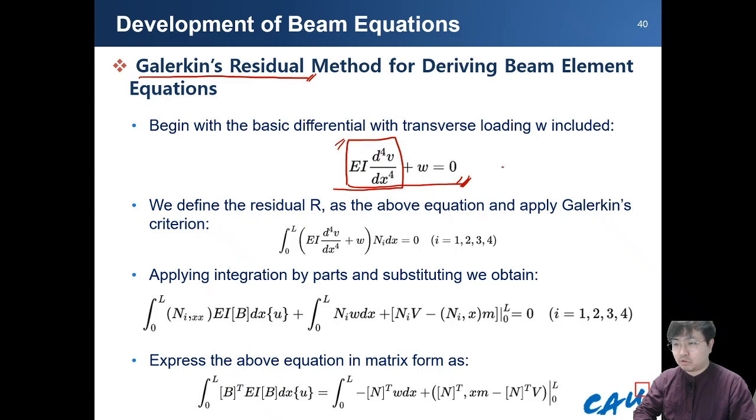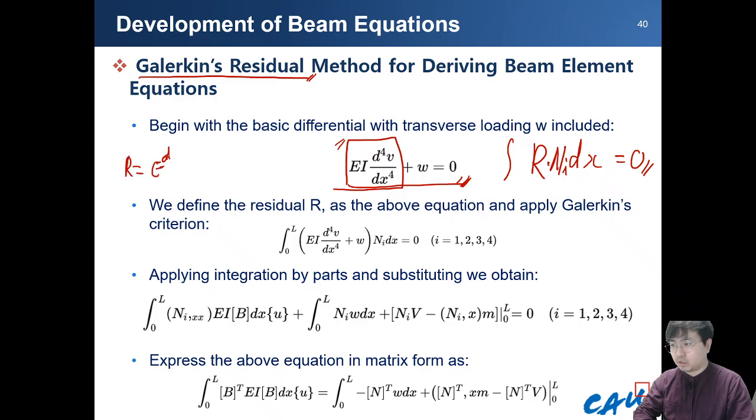To apply the Galerkin residual method, please remember that it has a residual, and the summation over the whole domain, though here we have only a single one-dimensional case, must be equal to 0. But it is hard to achieve this goal, so we should use some arbitrary functions, and here we use our shape function. So using this way, what is the residual?